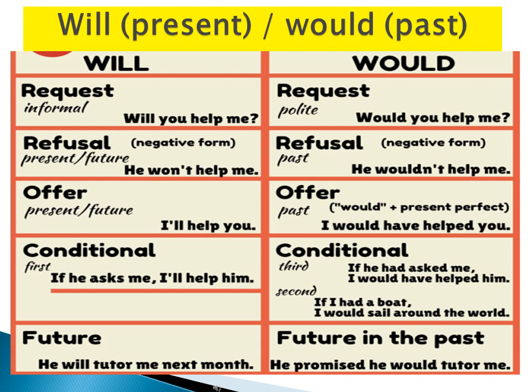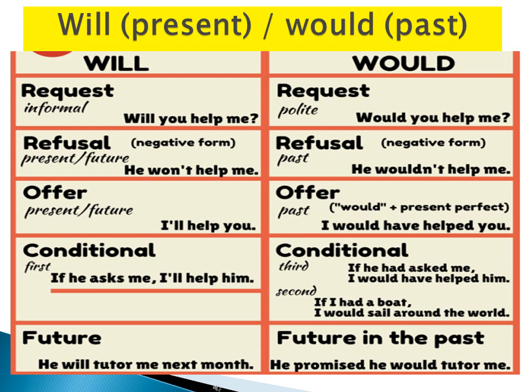Number 2, refusal. So an example, he won't help me. يعني لن يساعدني. So it's a negative form, but it's refusal. Okay, النفي. Past form, he wouldn't help me. لا يمكن مساعدتي. So in the past. Next one, I'll help you. So I'll help you, it means in the present or future. It's an offer. يعني يقدم لك الشخص شيئا ما. Okay, I'll help you. تقديم مساعدة. In the past, I would have helped you.